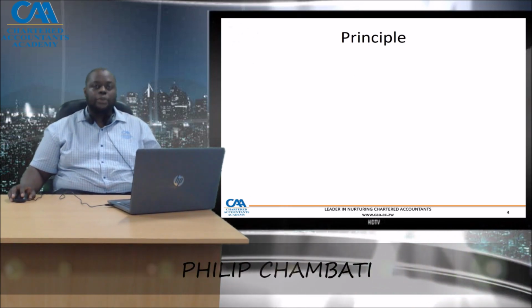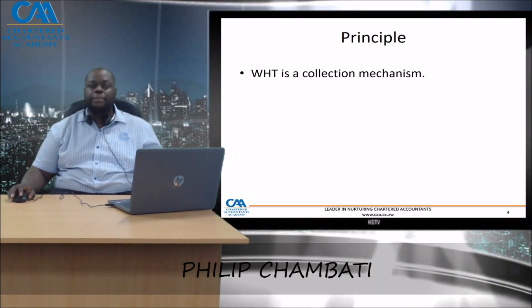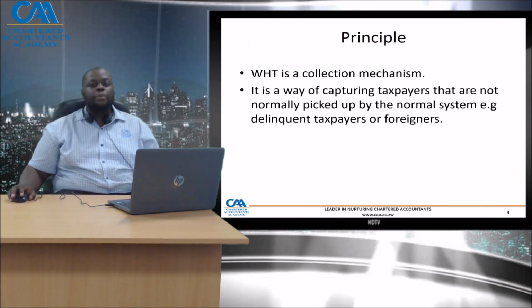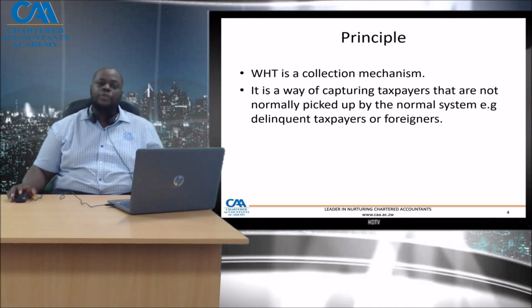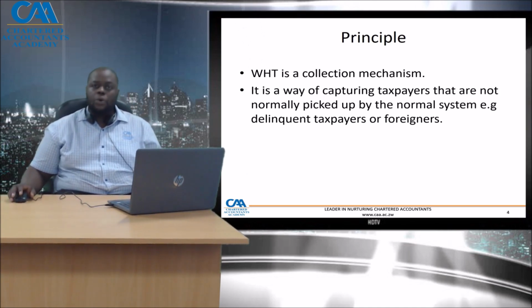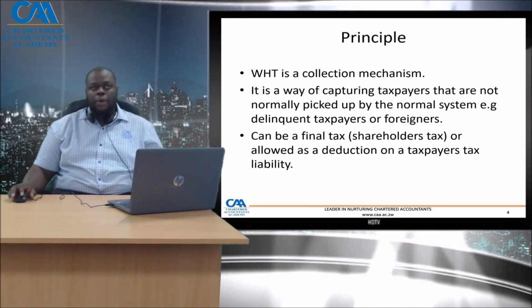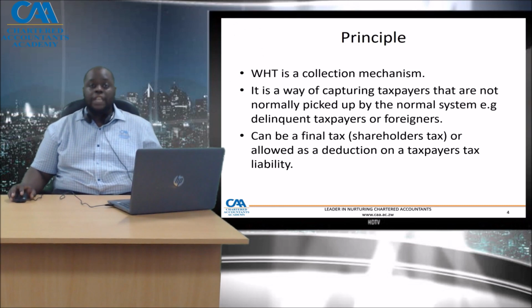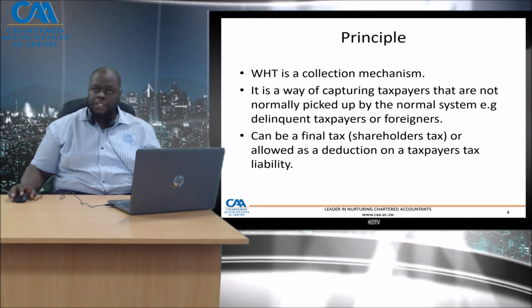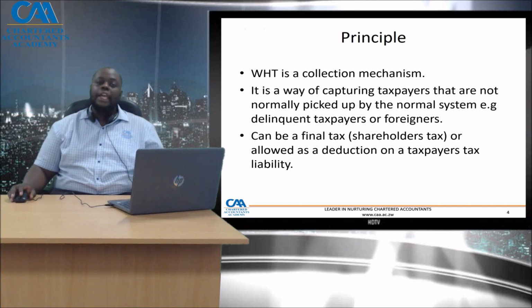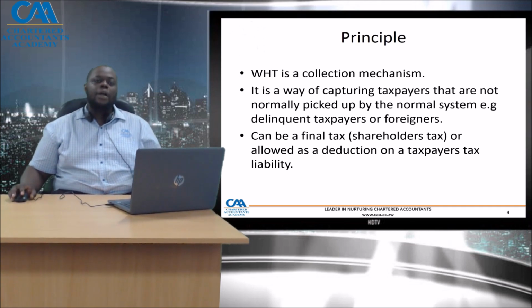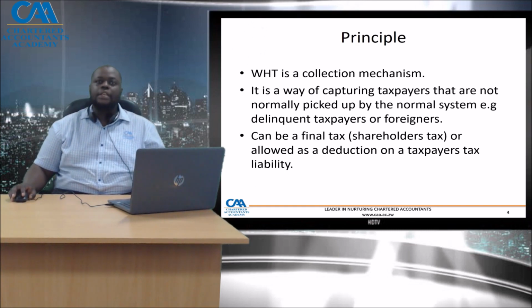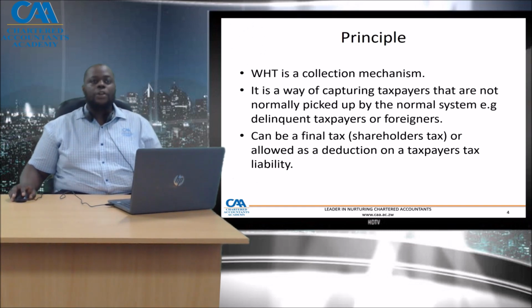So the general principle behind withholding taxes is that they are a collection mechanism, mainly created by ZIMRA to be able to cover taxpayers that are not normally covered by the normal system. This is, for example, delinquent taxpayers or non-residents. What withholding taxes can do, they can either be a final tax, depending on the type of withholding tax, for instance, shareholders tax, or they can be a deduction for a taxpayer's tax liability. Now this is, for example, we can look at your non-resident tax on non-executive directors.